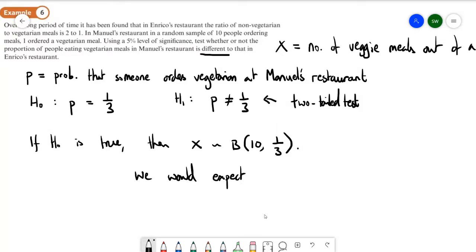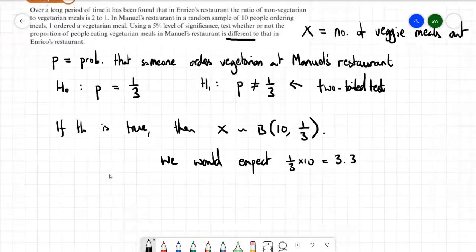So at this point, I'm going to write down what would we expect x to be if H0 is true. Well, if the proportion of people ordering vegetarian is a third, we'd expect a third of 10 to be ordering vegetarian meals. So we'd expect roughly 3.3 of those meals to be vegetarian. So because it's a two-tailed test, if we see significantly less than 3.3 or significantly more than 3.3, then we can reject H0 and conclude that actually the probability is different to a third. So we basically got to work out, is 1 out of 10 small enough to reject H0?